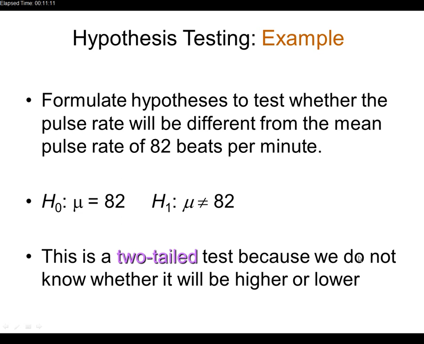This is a two-tailed test because we don't know which way it's going to go, whether it's going to be less or more. So it could be under either tail of my curve. Okay, it could be under this tail or it could be under this tail. We don't know if it's going to be less or more.